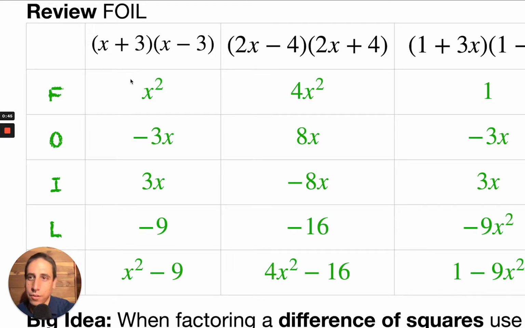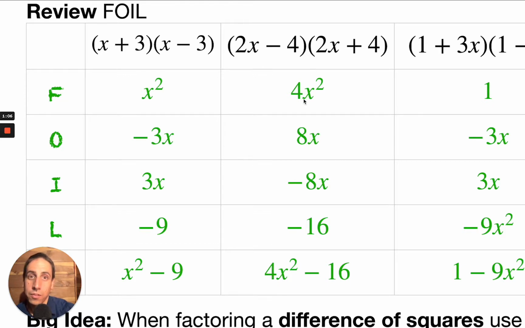We get the first term is x squared. The outside term is minus 3x. The inside term, 3 times x, is 3x, and the last term is 3 times negative 3, which is negative 9. When you add them all up, the middle two terms cancel, and you just have the first and the last, and you get x squared minus 9. Whew, okay.